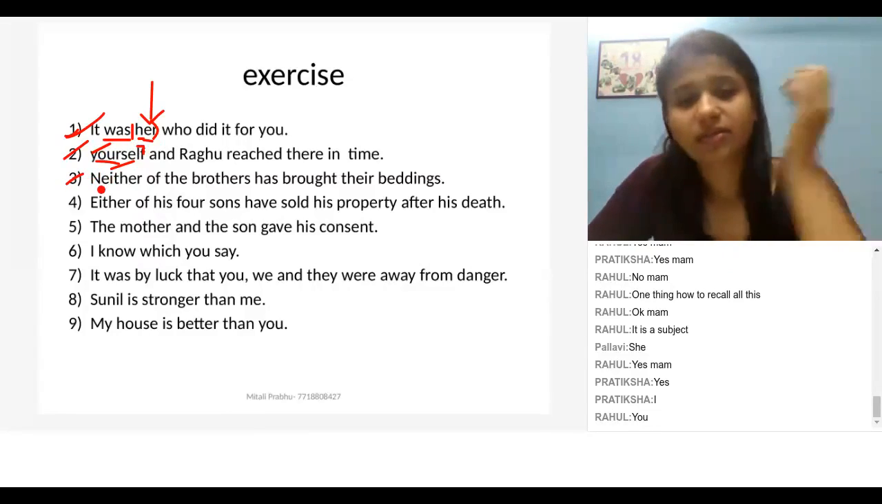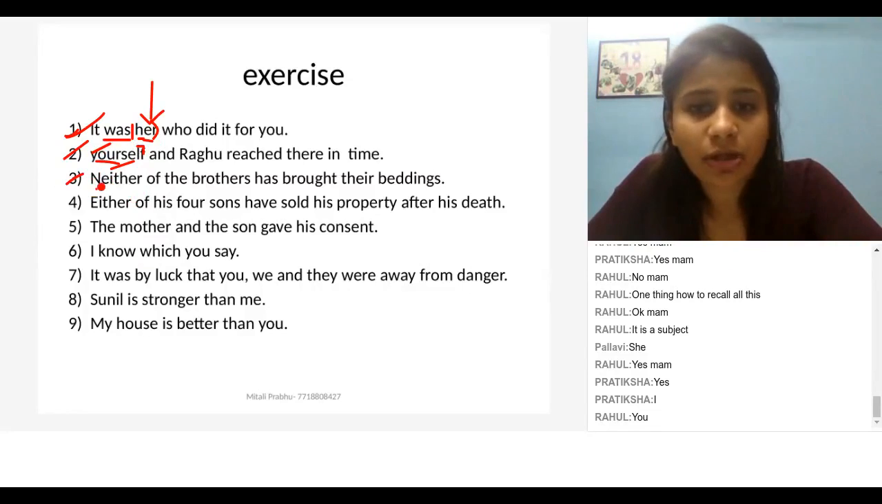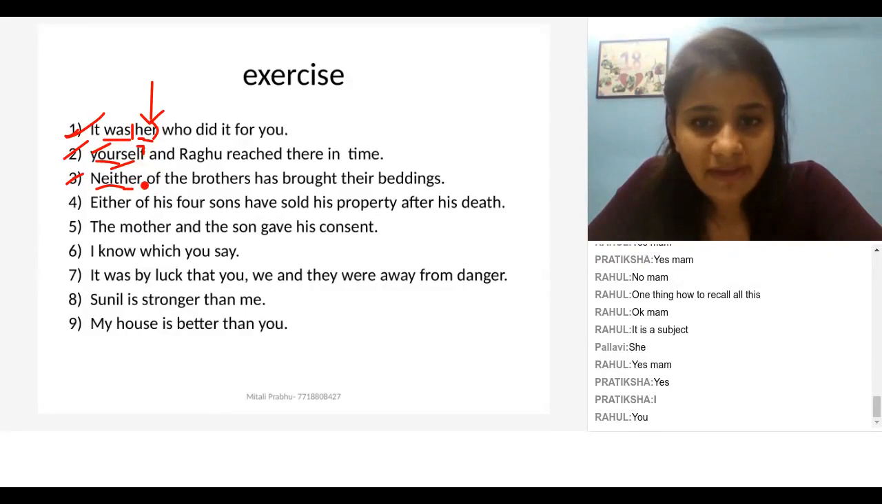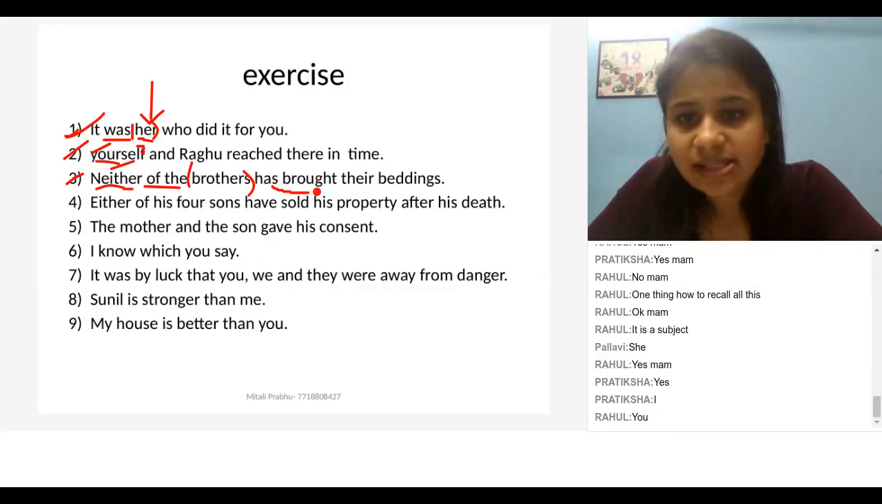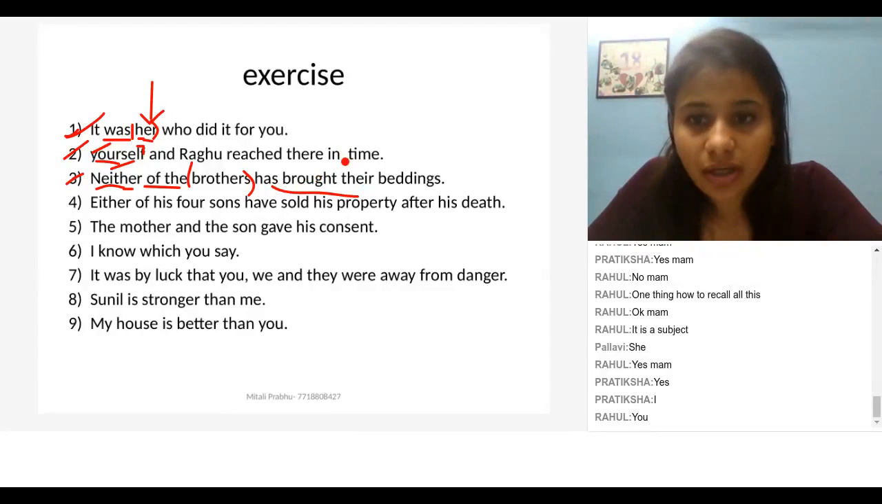Here, this sentence, do you remember the rule of the subject? Either, neither, each and every. We have an 'of the' here. In case of 'of the', the noun is always going to be plural, and everything else is going to be singular. So here, the pronoun is going to be singular. So neither of the brothers has brought his bedding. Do you get this?